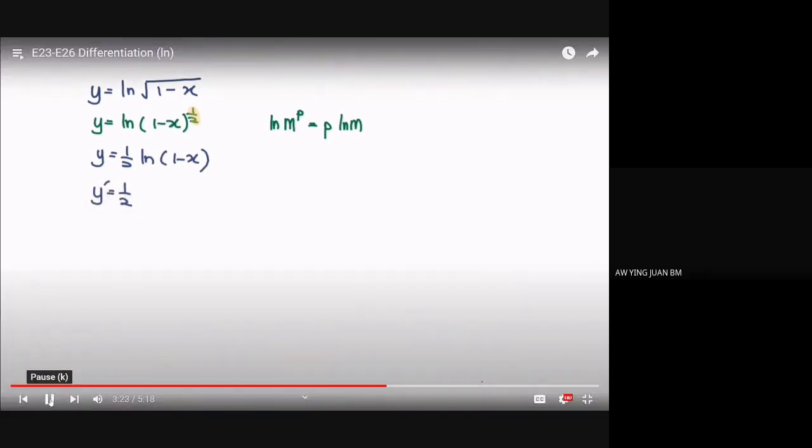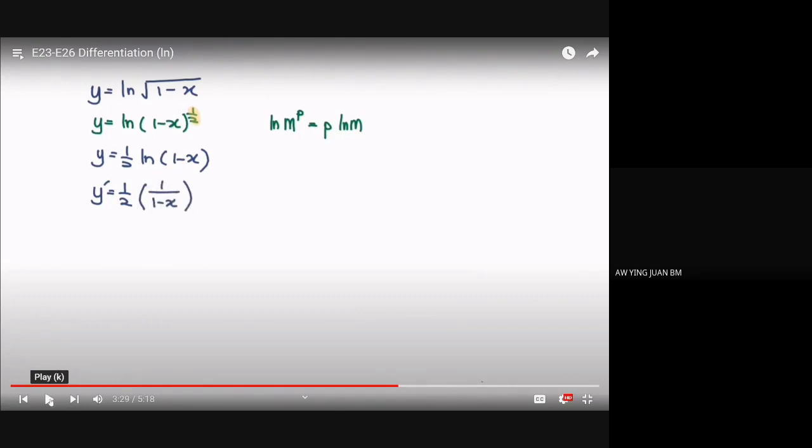Kindly refer to this example where we have y is equals to ln bracket 1 minus x to the power of 1 over 2. Rewrite the situation, and we will have y is equals to ln bracket 1 minus x to the power of 1 over 2. By using the properties of log, ln m to the power of p is equals to p ln m. So in here, we're going to bring forward the 1 over 2. So y will be equals to 1 over 2 ln 1 minus x. Differentiate the situation with respect to x. So y prime will be equals to 1 over 2. Differentiate ln bracket 1 minus x, and we will have 1 over 1 minus x.